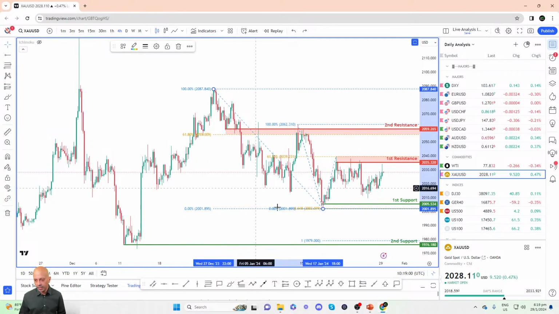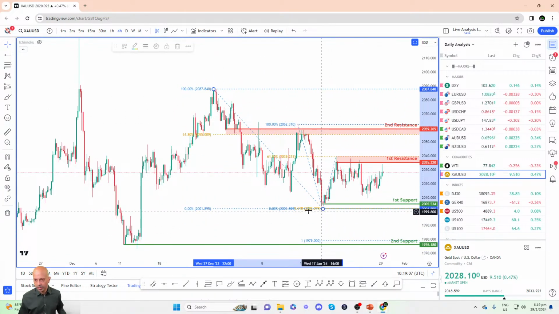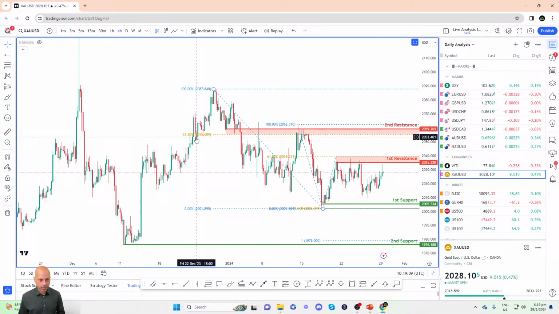We've also run another Fibonacci retracement starting from here, 27th of December, going down to the low here on the 17th of Jan. We can also see that the 61.8% Fibonacci retracement level aligns quite well with the second resistance as well. So we've got another strong resistance zone for gold prices up here.